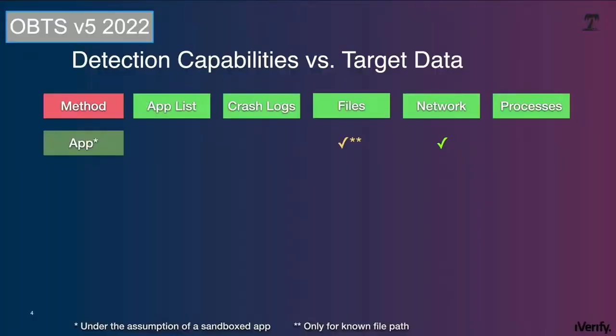So this is actually the third part in a series, which all started with OBTS version 5 in 2022. There I told everyone that it's not really possible to detect new and novel malware with an app on iOS, just because you're missing the kind of data sources that you would need.